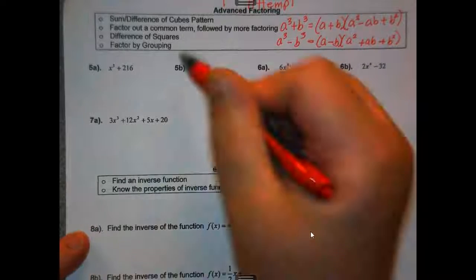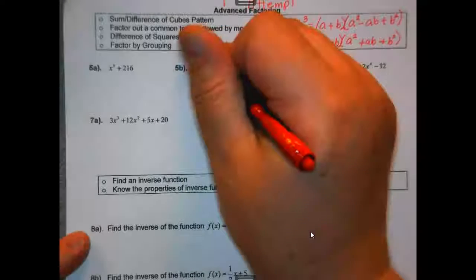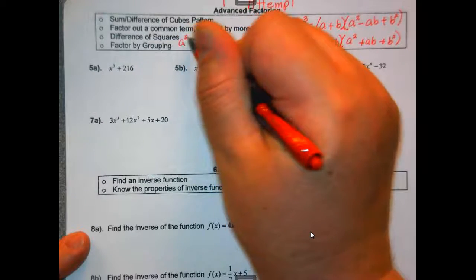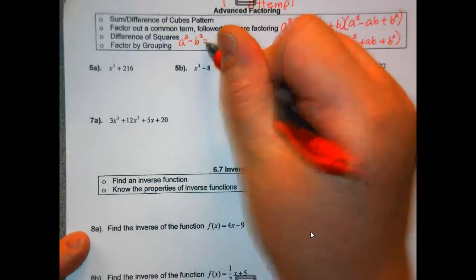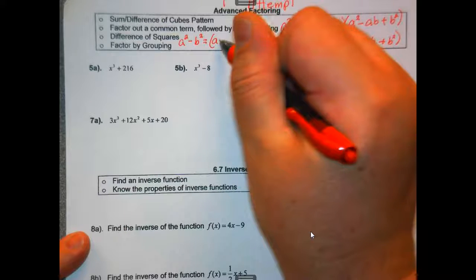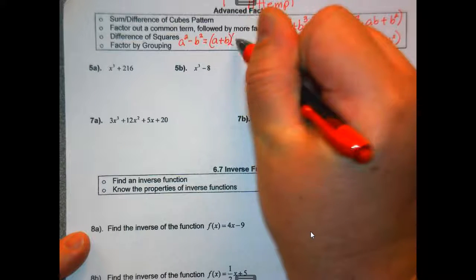And then there's one more here, right? Difference of squares. I'm going to have to give you the formula. A plus b, a minus b.